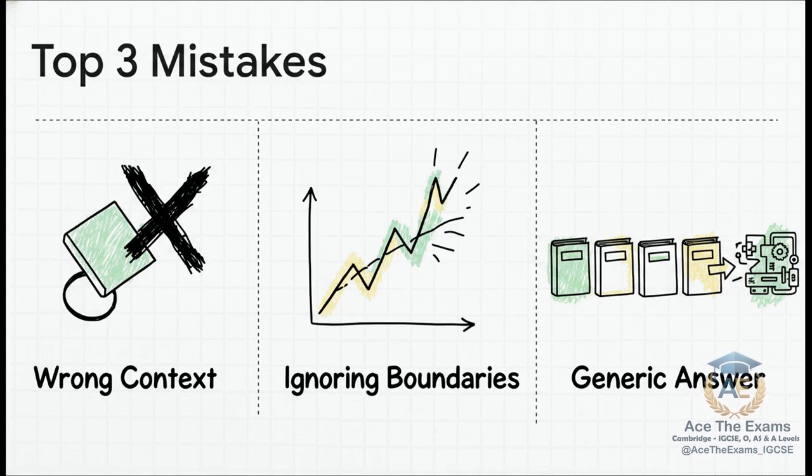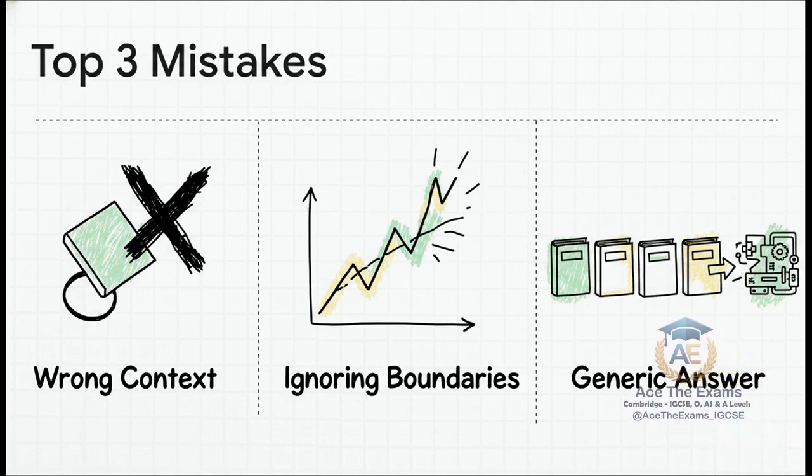Trap 2. Forgetting boundary conditions and edge cases. Rule 2 to fix this. Peel framework application. Always force yourself to write an explanation sentence that explores what happens when the system is pushed to its absolute limit. Trap 3.